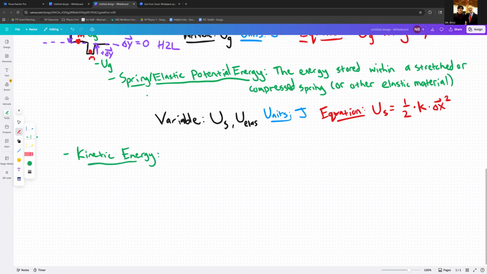So this is energy that is present for a moving object. That's a pretty straightforward definition. If an object's moving, it has kinetic energy. That's it. We'll talk about the equation and what goes into it and how to find that amount of energy. But yeah, if something is moving, it has kinetic energy.